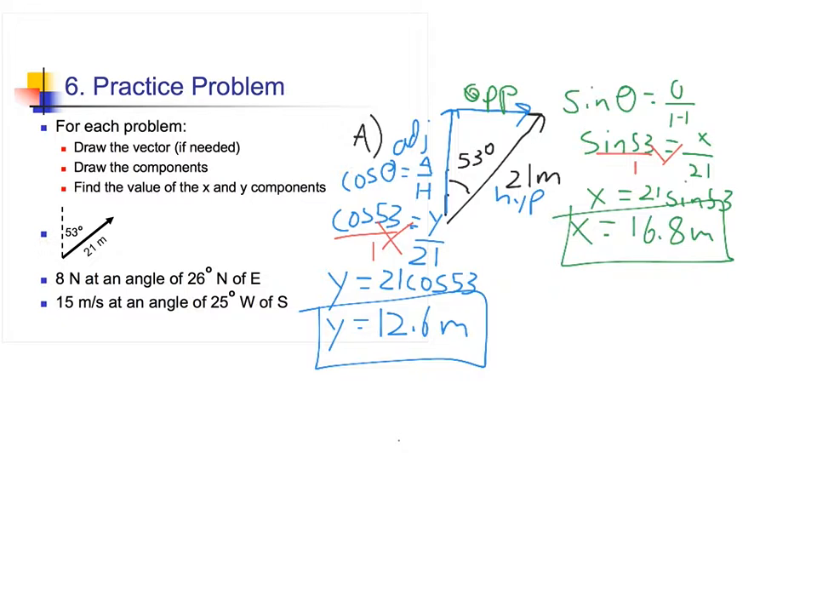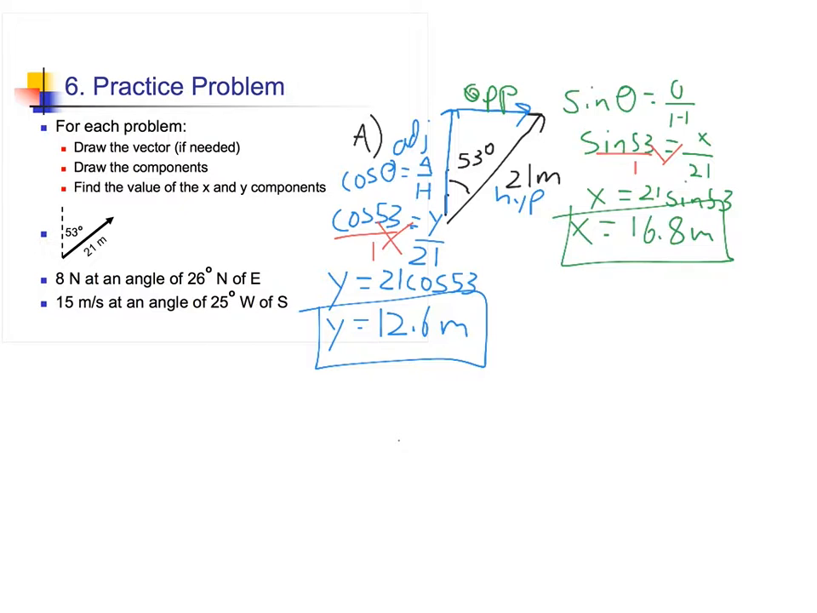Okay. Two important things about this. Number one, I'm okay with you just jumping to this point here, okay? Rather than writing out cosine is adjacent over hypotenuse, cosine of 53 is y over 21, you can just jump to the fact that the adjacent component will always be the hypotenuse times cosine of the angle, and the opposite component will always be the hypotenuse times sine of that angle. We can make that jump because we are going to be doing these a lot.